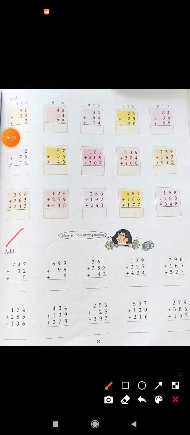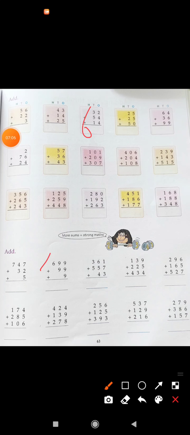Now next question, A part. 747 plus 32 plus 5. Hundreds, tens, ones. Add the ones. 9. 9 plus 5, 14. Write 4 here, 1 carry. Now add the tens. 8. Add the hundreds. 7 is there only. The answer is 784.